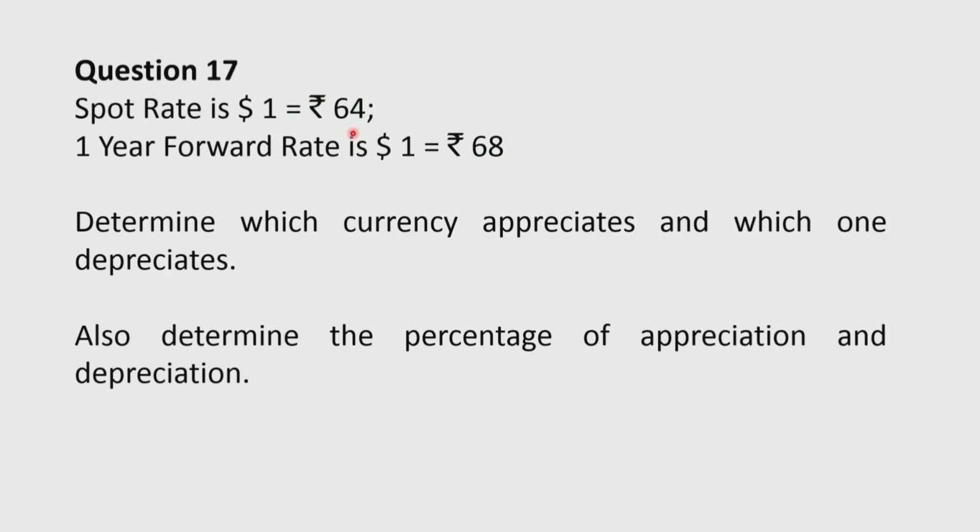So if I want to know the percentage increase over 1 year, it will be the difference, that is rupees 4, divided by the base price, that is 64, correct? And once you do that, you get 4 divided by 64 into 100, the appreciation of dollar is by 6.25% per annum.